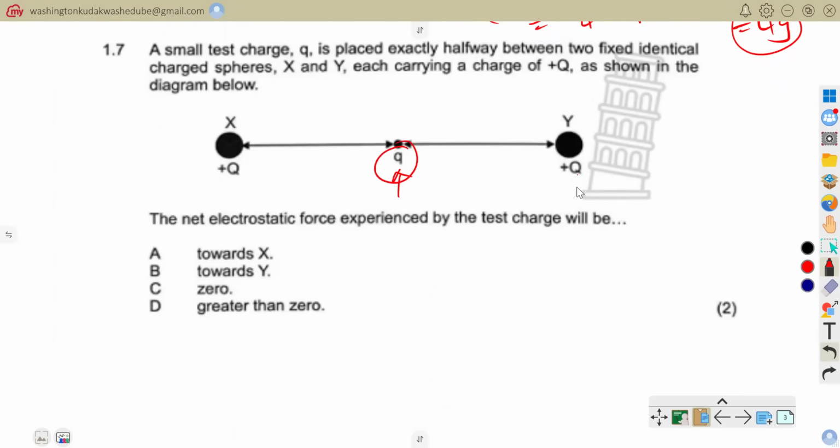We can see that we have equal magnitude in our charges. And since they have the same sign, they are going to act in the opposite direction. So their forces on the test charge Q are going to be in the opposite direction. However, the forces are equal but in opposite direction. Therefore, the net electrostatic force there is going to be zero because they are going to balance each other out.